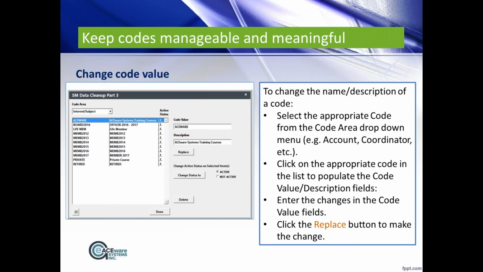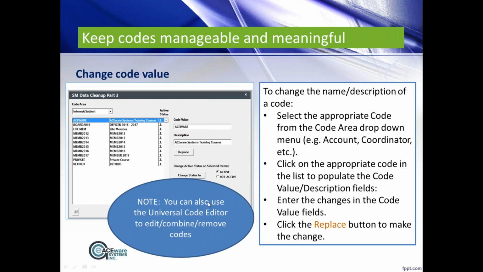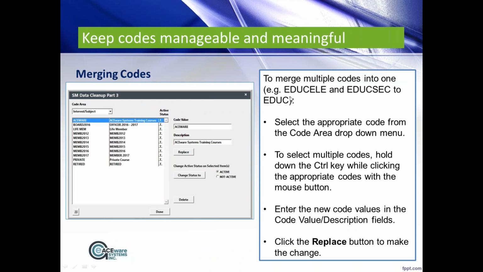Very good. Thank you. Changing a code value, if you're doing one-by-one codes, you can actually do it from the Universal Code Editor. The mass code cleanup is particularly useful when you're trying to combine or merge codes, or if you want to deactivate a bunch of codes at one time. We're going to get to the code editor to talk about that.